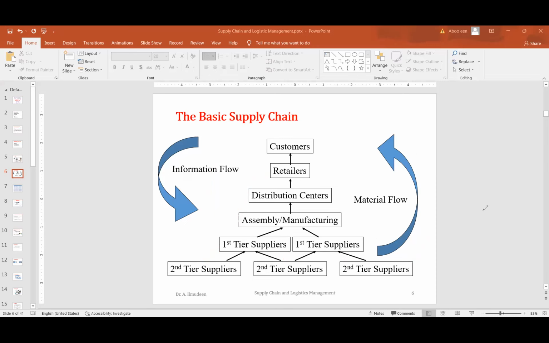Okay, great. So this is a typical process in supply chain management. And here we looked at the material flow and the information flow from top to bottom and bottom to top. In both directions, we looked at the material flow and the information flow.